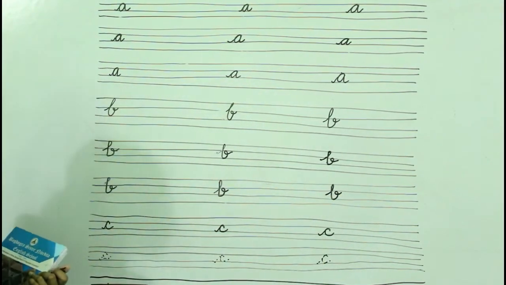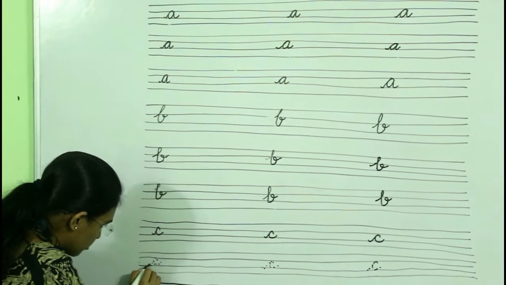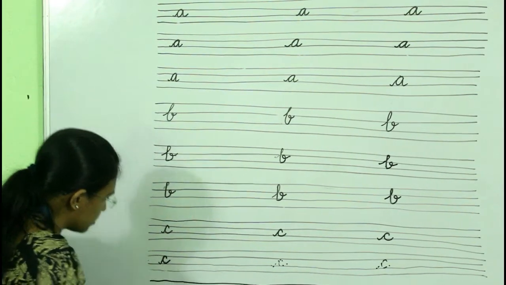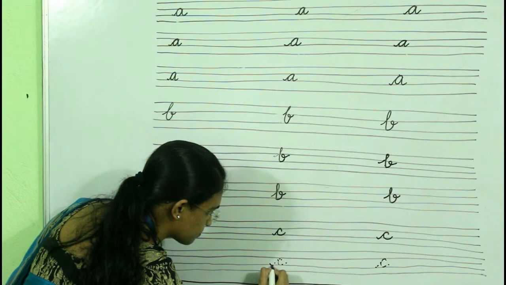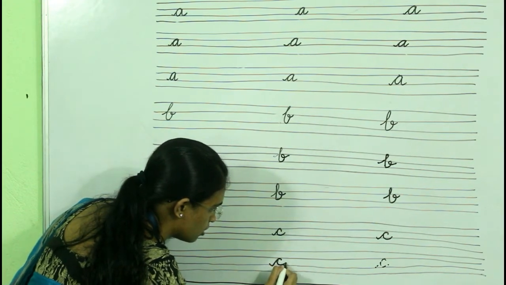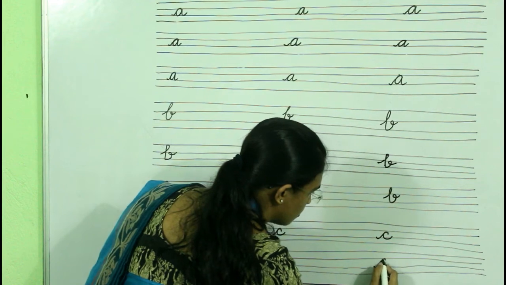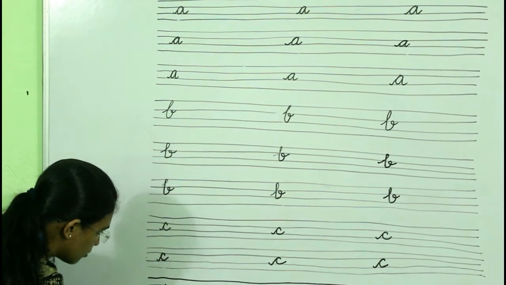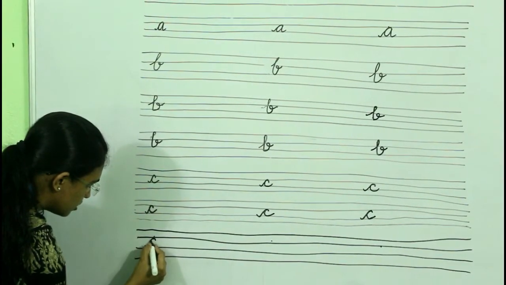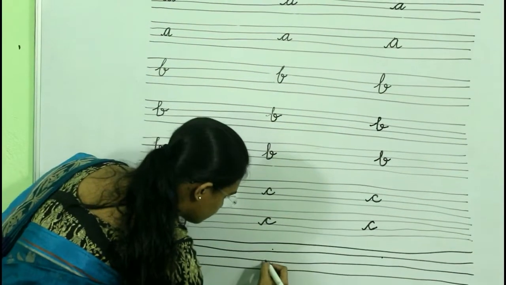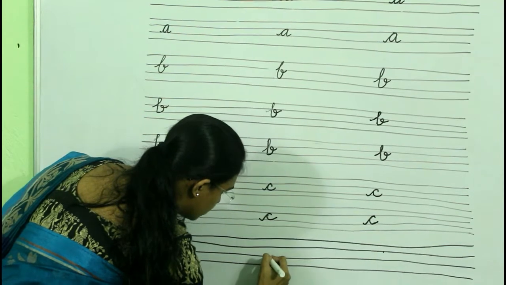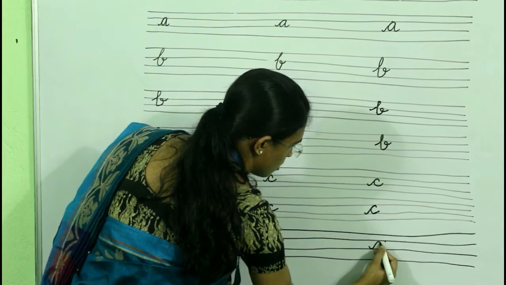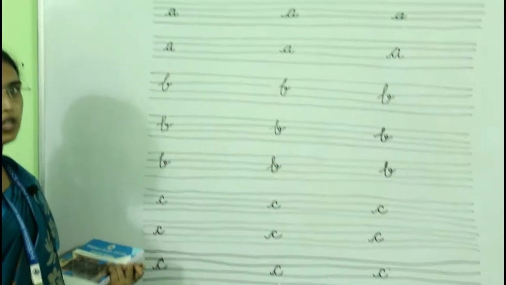Now we will write cursive small letter C. So for that you have to start from here, draw a line like this, then make a curved line like this. This is cursive small letter C. Now here you have to write it by yourself. Start from here, do like this, then this. From here do like this and this. This is cursive small letter C.